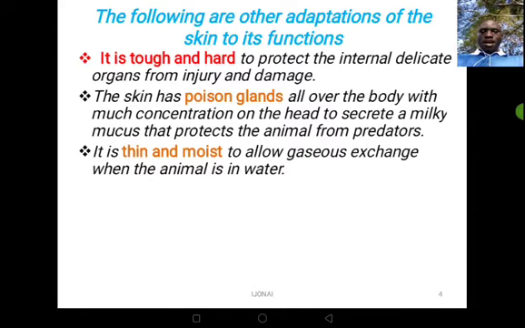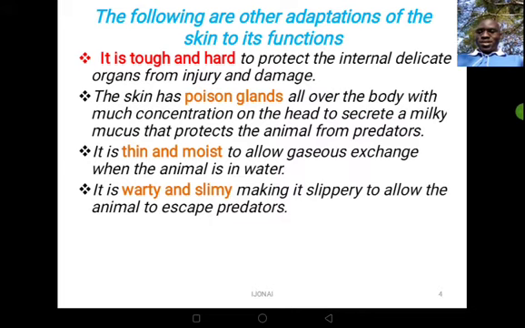The skin is thin and moist to allow gaseous exchange when the animal is in water. So when the animal is in water, they can carry out what we call cutaneous gaseous exchange through the skin. Gases can be exchanged to and from the water through the moist skin.